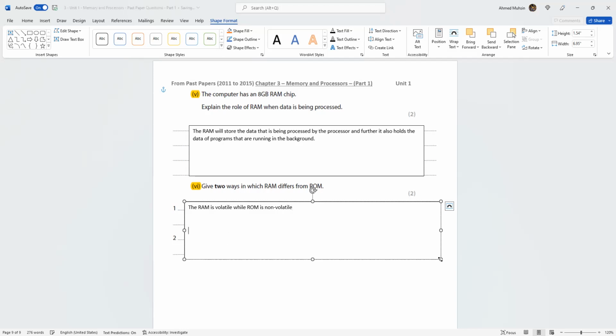The second difference, you can say data in the RAM can be changed, or you can say modified, while data in the ROM cannot be changed, cannot be modified. You can also talk about the fact that the RAM can be upgraded, ROM you cannot upgrade. You can also talk about that.